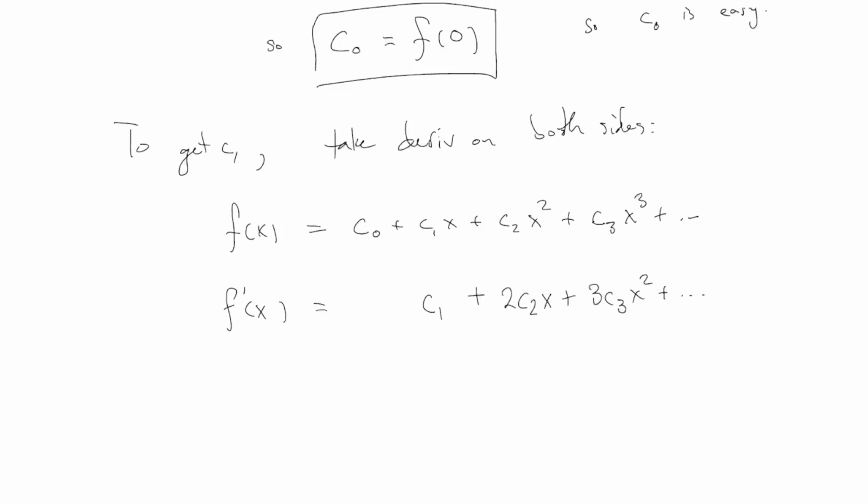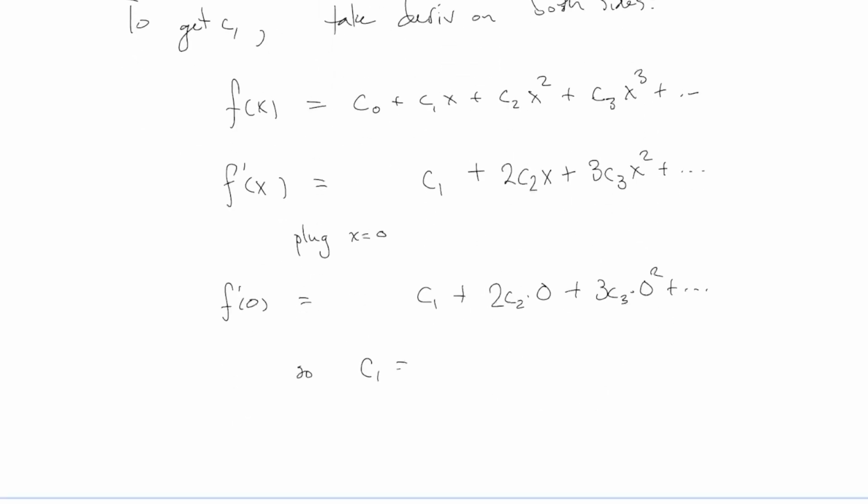And now I'm going to do the same business that we did before, and that is plug in x equals 0 on both sides. What does it say now? On the left, f prime of 0. On the right, c1 plus 2c2 times 0 plus 3c3 times 0 squared. And again, all of the higher terms inside the dot, dot, dot are going to be zeros. All that we get on the right side is just C1. So C1 is f prime of 0.